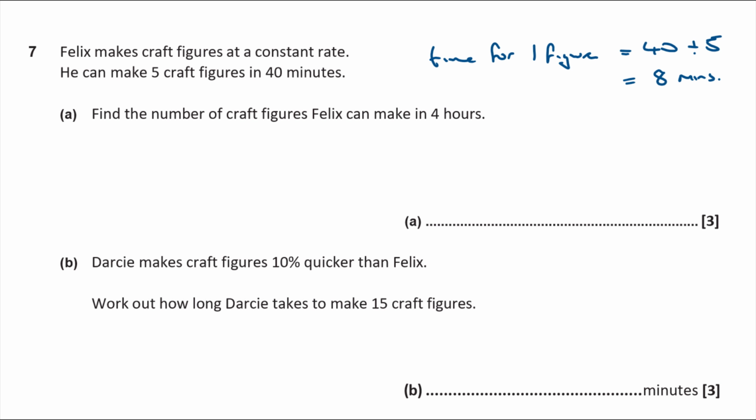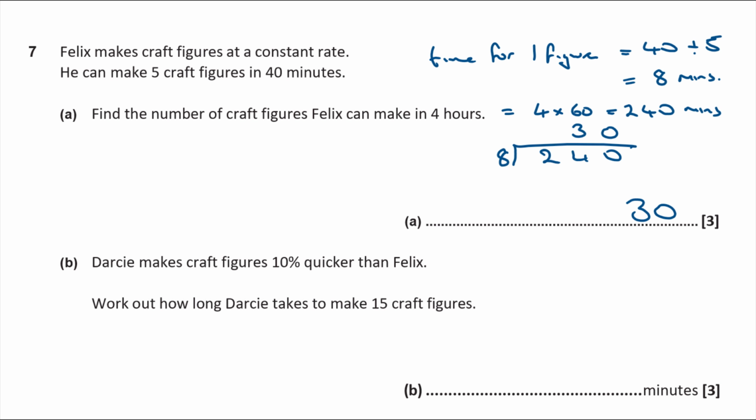So then if I want to work out how many he can do in 4 hours, I'm going to have to divide 8 minutes into 4 hours. But units, I need to make sure 4 hours is in minutes first. So 4 hours equals 4 lots of 60. It's 240 minutes, isn't it? Double and double again, times it by 4. So 240 minutes. So then I want to divide my 8 minutes into my 240 minutes to see how many figures he can make altogether. So 8 into 240. 8 into 2 doesn't go. 8 into 24 goes 3 times, remainder 0. 8 into 0 goes 0 times. He makes 30 figures. 30.